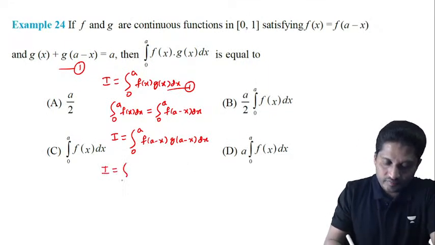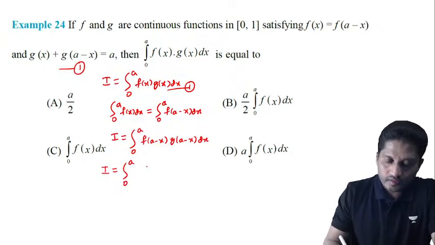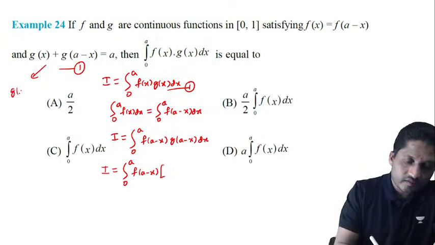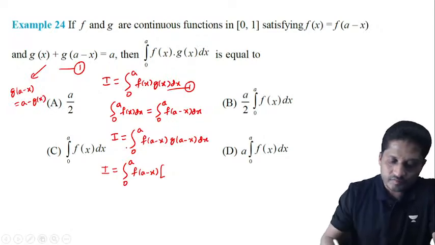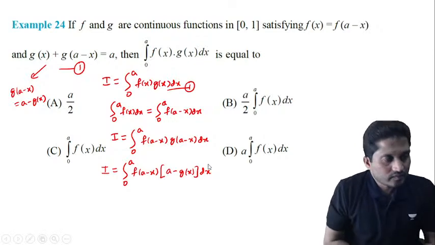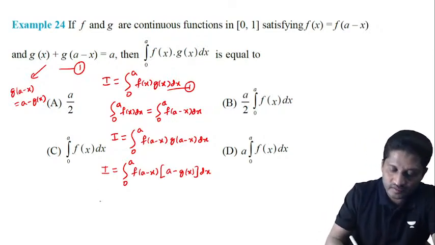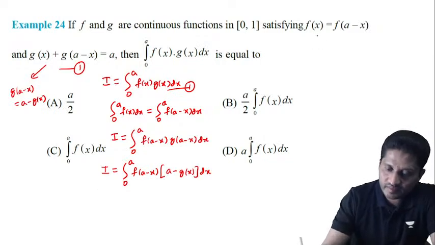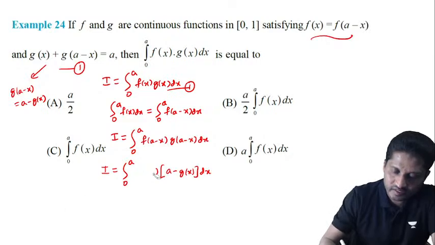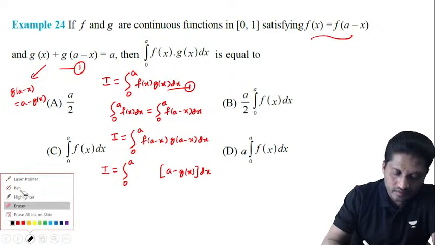Right, now this is equal to, I is equal to integration of 0 to a. This is f of a minus x. Okay, g of a minus x from equation 1, from this, g of a minus x is equal to a minus g of x, right? So this fellow will be equal to a minus g of x, and then dx. Now, f of a minus x is same as f of x from this equation. So let me write that once again. Write this, f of a minus x is equal to f of x. That's already given. This is f of x.